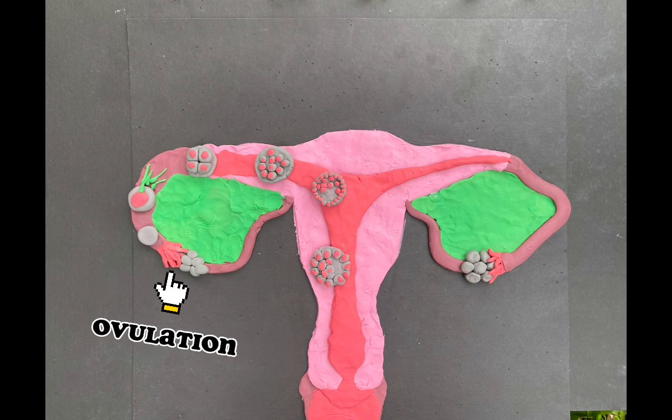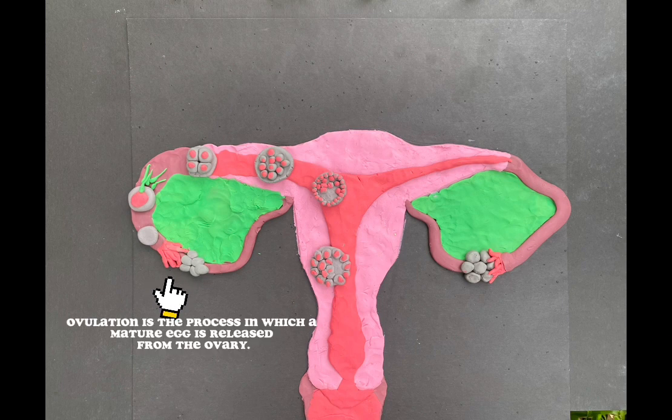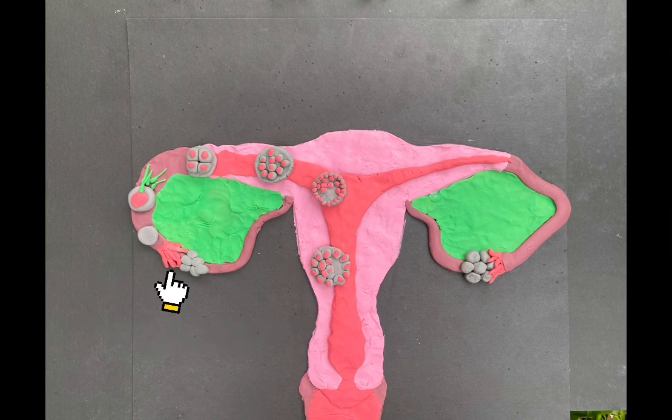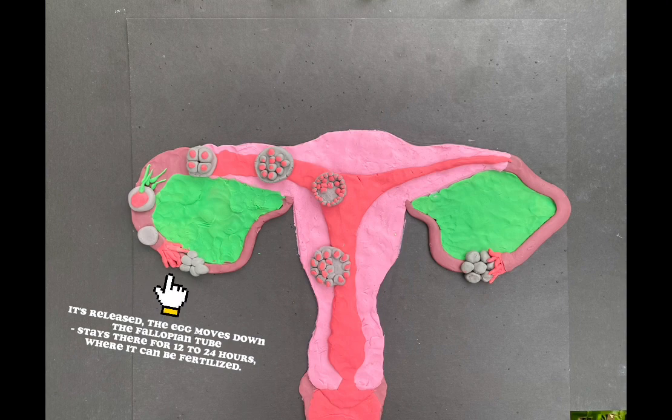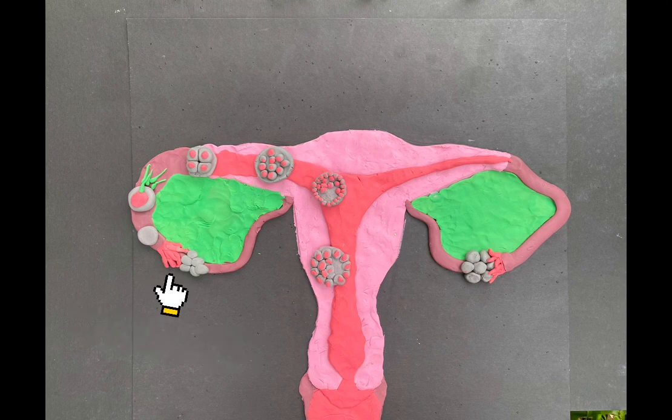Okay, we see the ovulation, but do we know about ovulation? Ovulation is the process in which a matured egg is released from the ovary. After it is released, the egg moves down the fallopian tube and stays there for 12 to 24 hours, where it can be fertilized. In this fertilization, the sperm meets and enters the egg. After that, we call that fertilized egg a zygote.